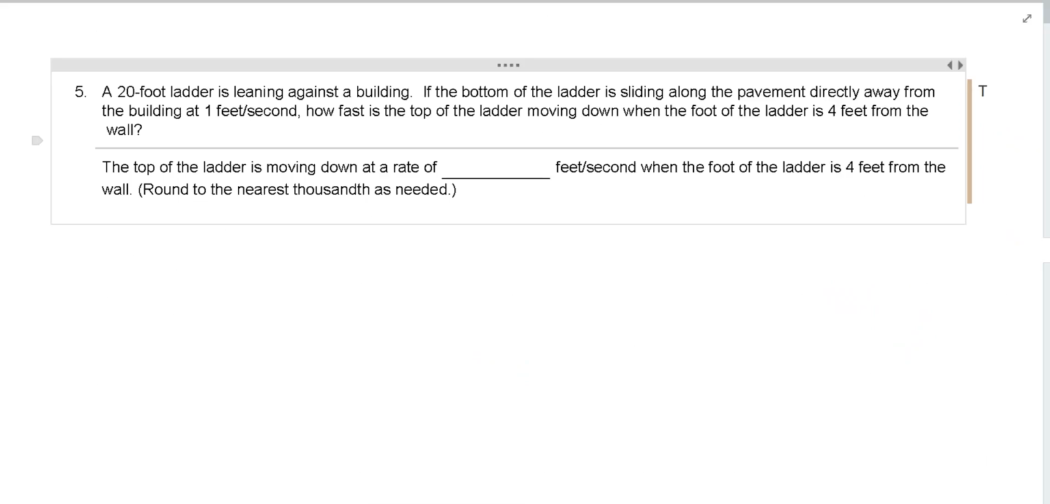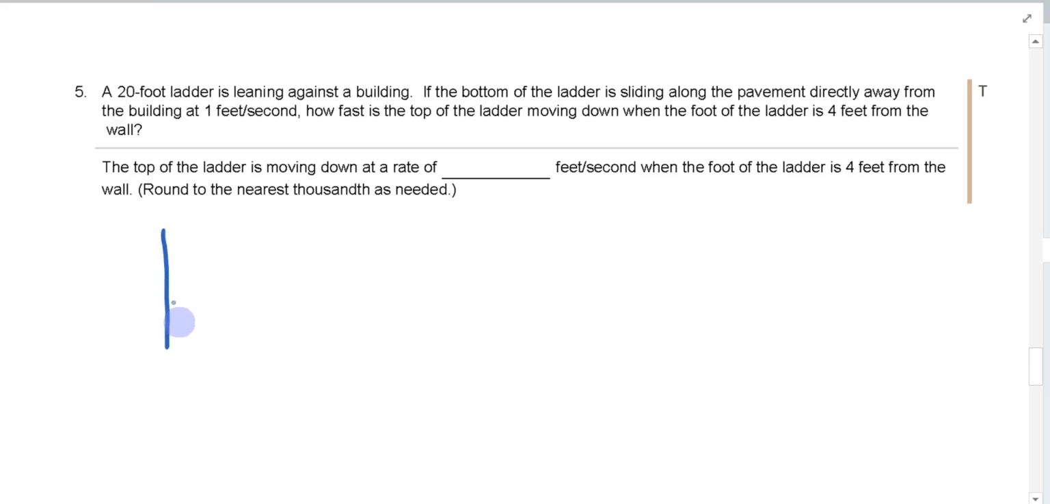All right, number 5, a 20-foot ladder is leaning against a building. If the bottom of the ladder is sliding along the pavement directly away from the building at 1 foot per second, how fast is the top of the ladder moving down when the foot of the ladder is 4 feet from the wall? So we've got a building here, and we've got a ladder that's leaning up against it. So the ladder is 20 feet. So we could say that's 20. And let's just go ahead and call this X and this Y, because here's our ladder.